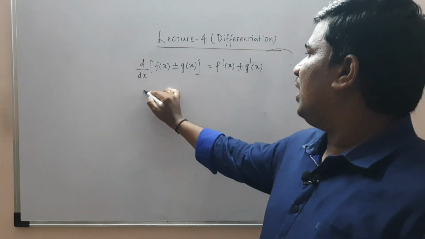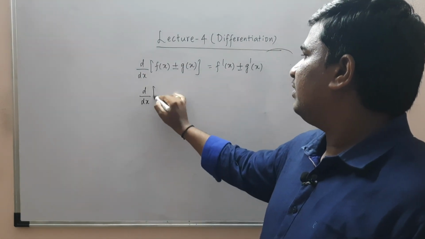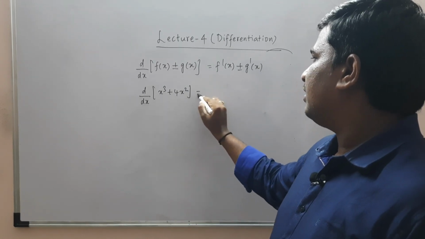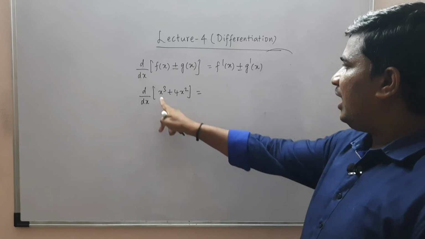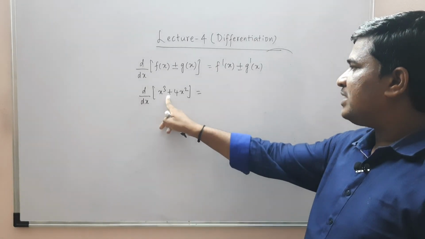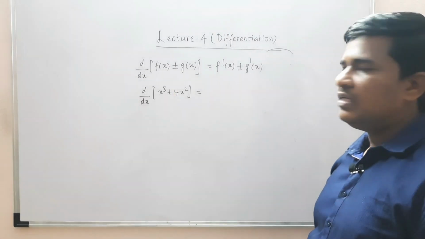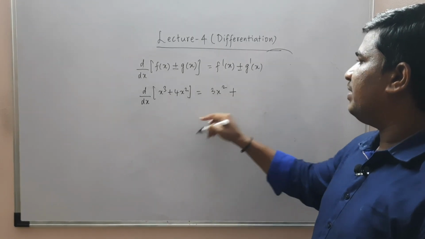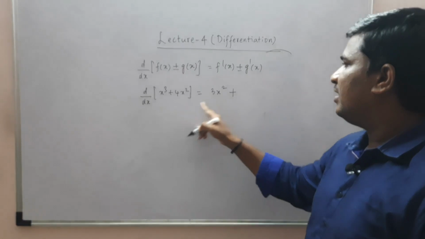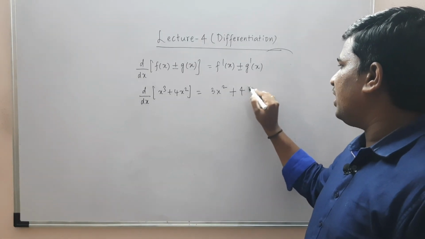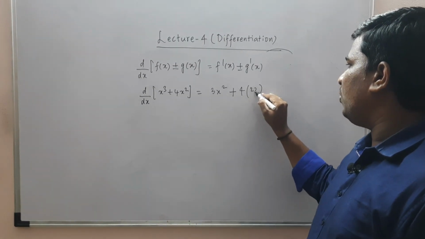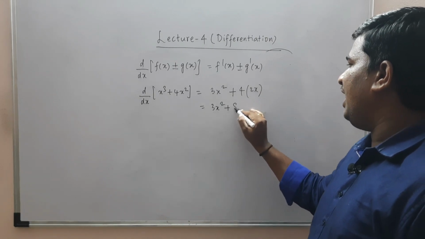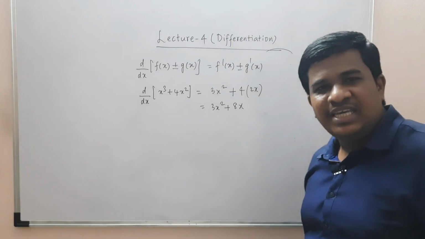For example, you have d by dx of x cube plus 4x square. So what do you write? You write d by dx of x cube plus d by dx of 4x square. So d by dx of x cube is 3x square plus, because if you have plus, you will proceed with plus. And for 4x square, I write 4 here. For x square, you will be writing 2x. So thus 3x square plus 8x, because 4 into 2x is the required answer.